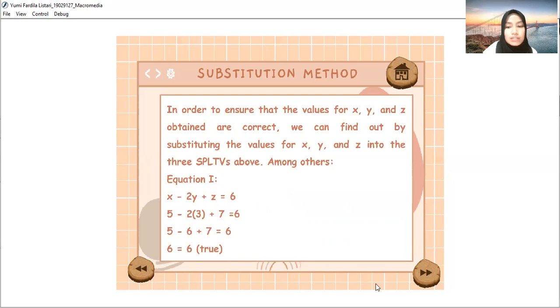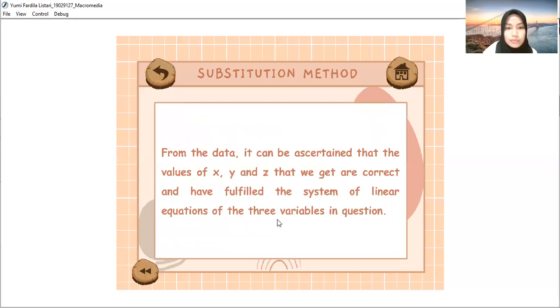Okay, the student can next learn about the substitution method. From the data, it can be ascertained that the values of x, y, and z that we get are correct and fulfill the system of linear equations of three variables in question. Okay, the student can click the previous slide to return to the method of the system of linear equations of three variables.